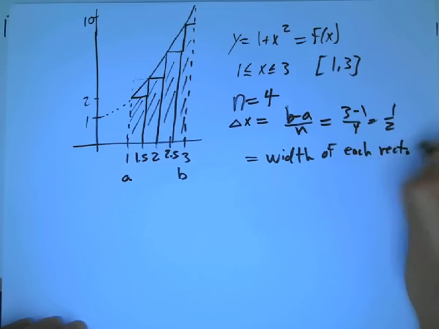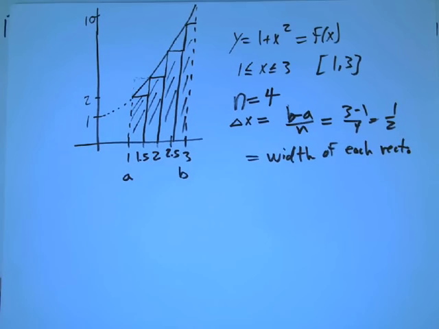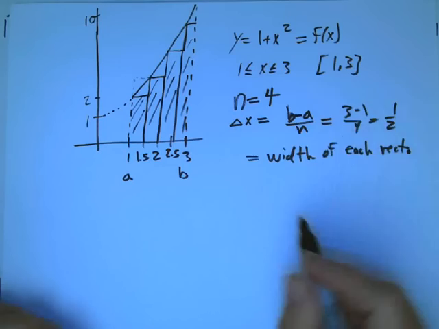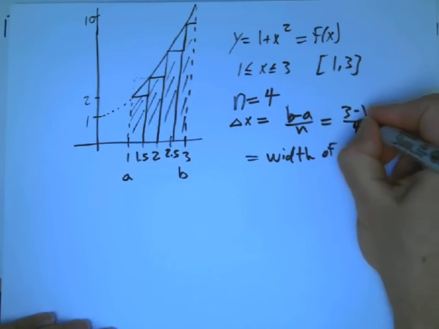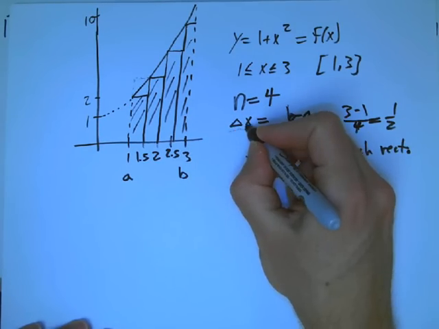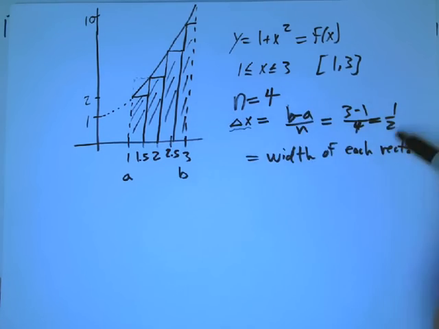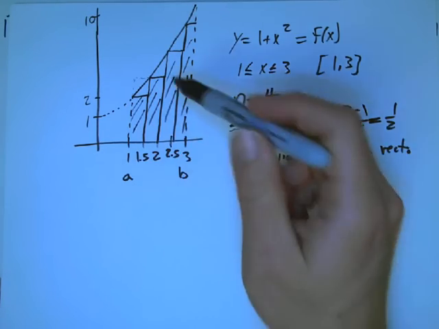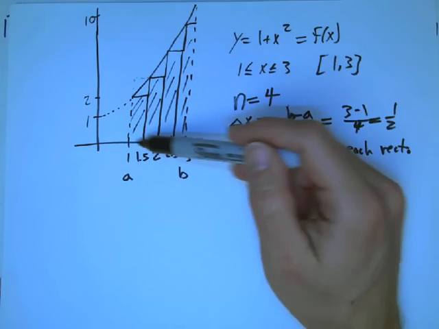If you get more sophisticated about this, you can use different widths for the different rectangles, but we're always going to use the same width for each rectangle. Almost always. It's going to be simpler that way. And so you might be thinking, wait a minute, I thought delta x was supposed to be a small change in x. 1/2 isn't that small a number. And that might give you a clue as to the next stage here.